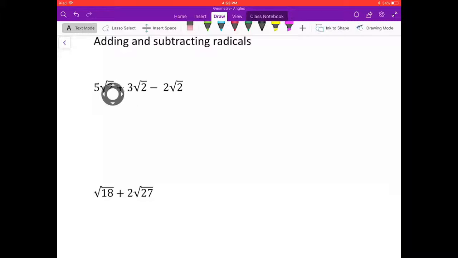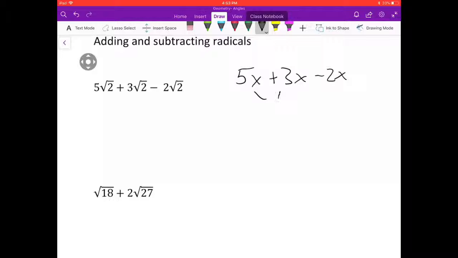Now, how I want you to think about this question: I want you to think about those radical 2's as x's, and how would you solve 5x plus 3x minus 2x, or how would you simplify that? Well, you would just go through your basic order of operations and combining like terms. So we take the 5x and the 3x and put it together, which would make 8x, and then subtract 2x, and we would get 6x.